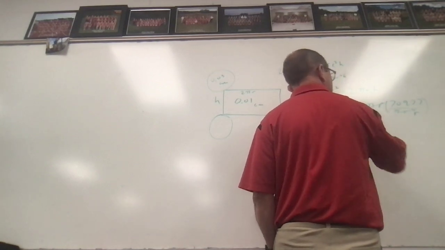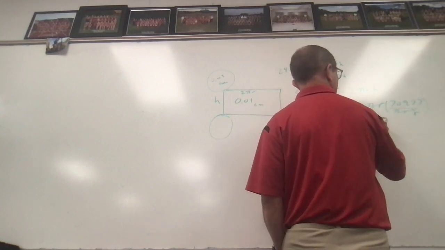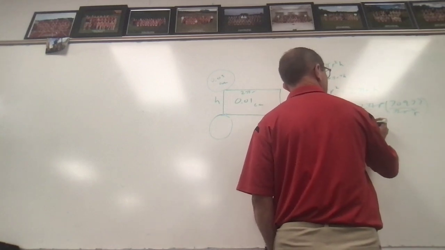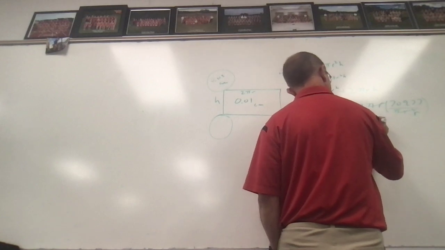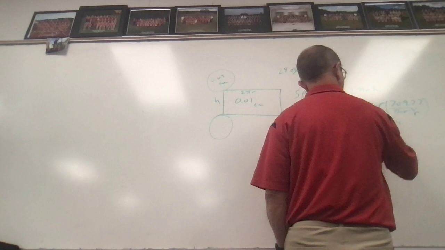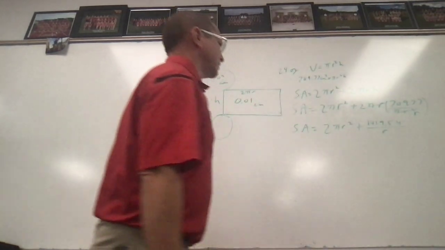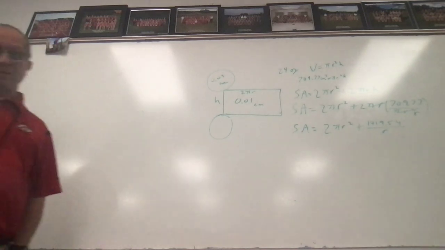Someone do that in your head. 2 times 709.77 real quick. I got you. All right. 1419.54 over r. All right. Now, that's how you calculate the surface area.